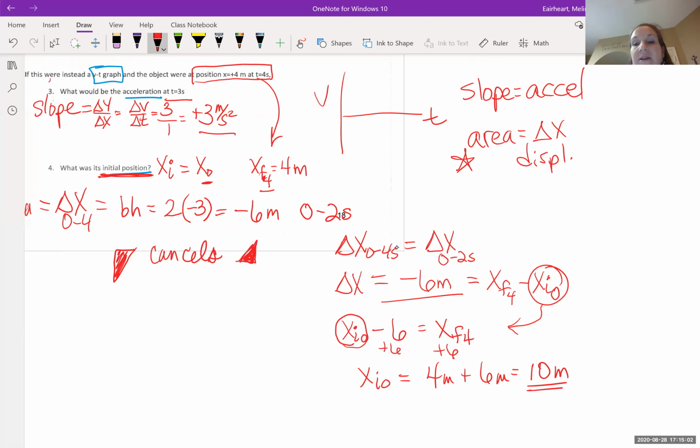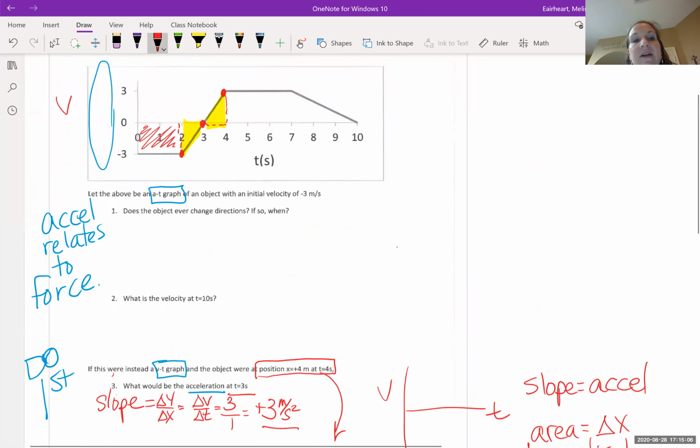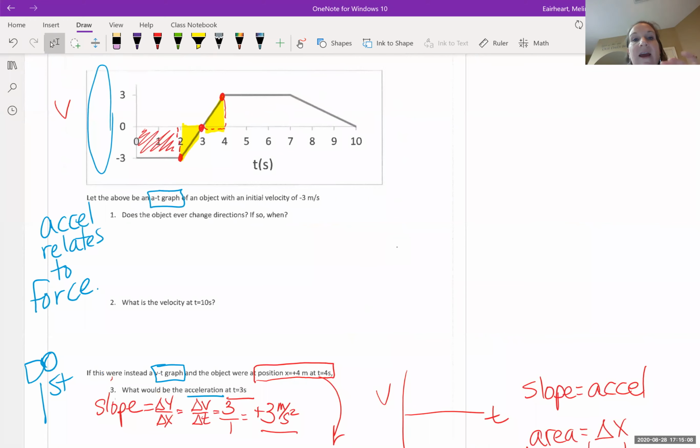And if we go back to the graph, if we start at +10, and then we have negative displacement, 0 to 3, then we're walking in, hold on.